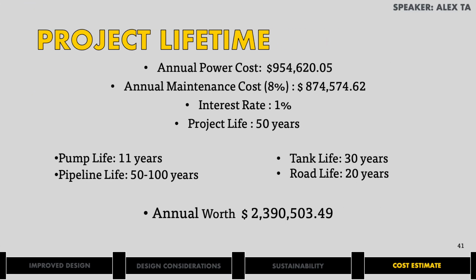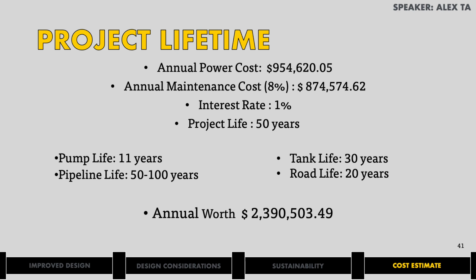A cash flow analysis helps us analyze the total expense our client will pay for this project over their 50 year service life. The annual expenses include the electricity cost of $950,000 and an 8% maintenance cost based on the construction cost of the project of $870,000. Though electrical costs could be lower if the pumps are run before and after the peak hour using the renewable energy.